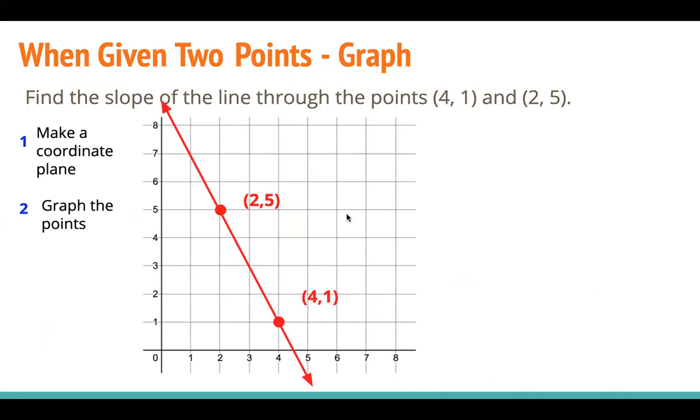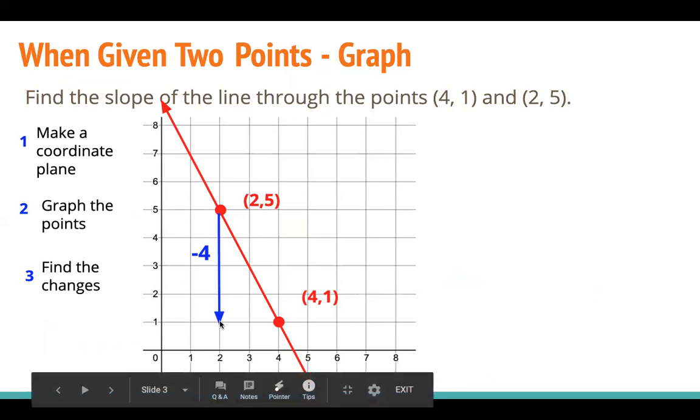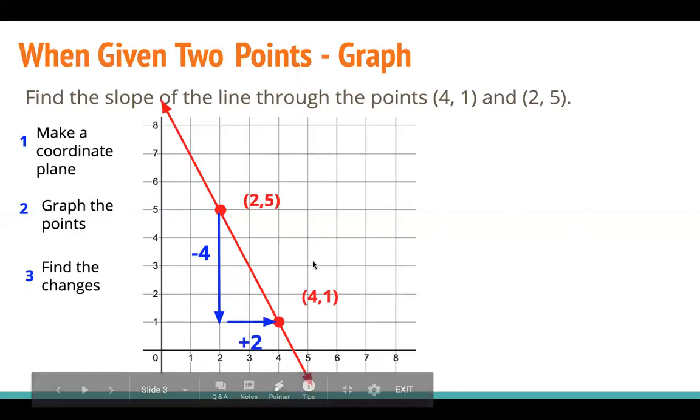I'll go ahead and draw the line, since what I'm looking for is the slope of that line. Next, I'm going to find the changes. So I'll start with the point on the left, since slope always goes from left to right. It'll give me a good idea of if my slope is negative or positive. And I see, to get to that point, I would go straight down 4. So my delta y, or change in y, is -4. My delta x is +2, or over 2.